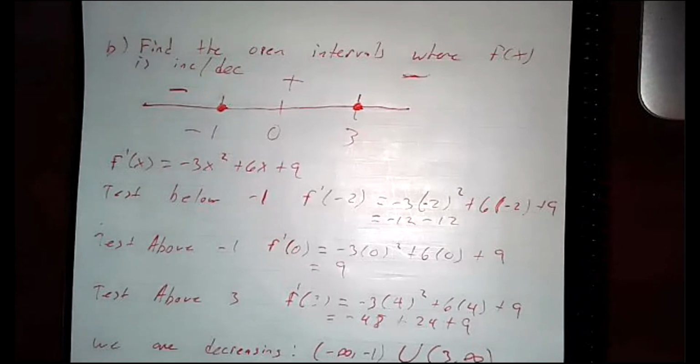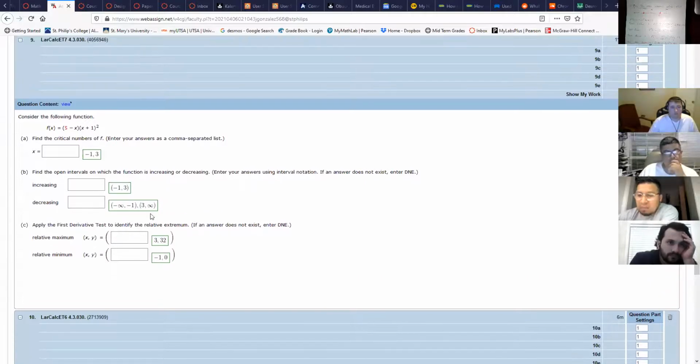Okay, so that's part B. Any other questions on that? Does that make sense or no? Yeah, that makes sense. All right, let's look at the problem again. So that's what we put in here. They used a comma, they did not use union. It says right there, comma separating the list. That's fine. Part C, apply the first derivative test to identify the extremum.